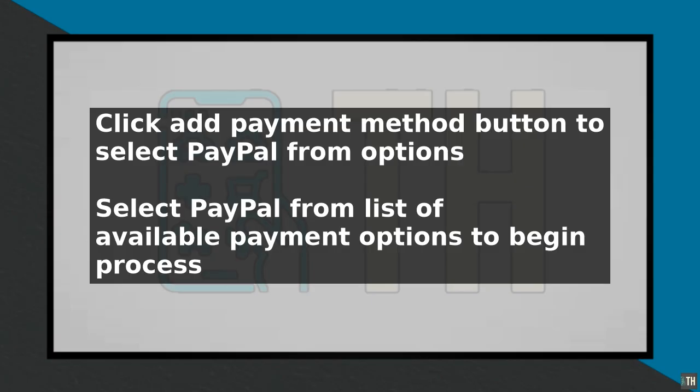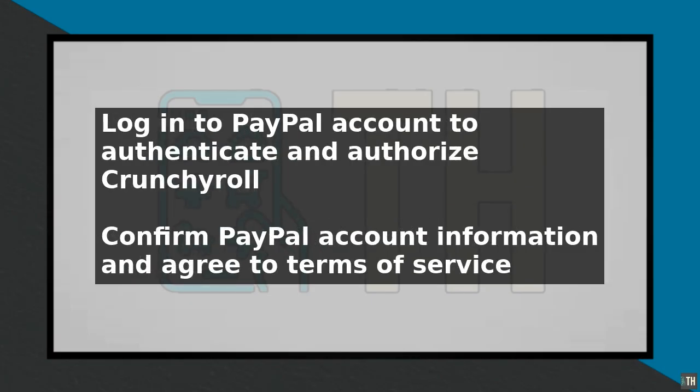Your PayPal account should now be listed as a payment method in your account settings. You can use this payment method to pay for your Crunchyroll membership or other purchases on the site. It is a good idea to review your payment methods and ensure that your PayPal account is listed as the default payment method if you want to use it for future purchases.